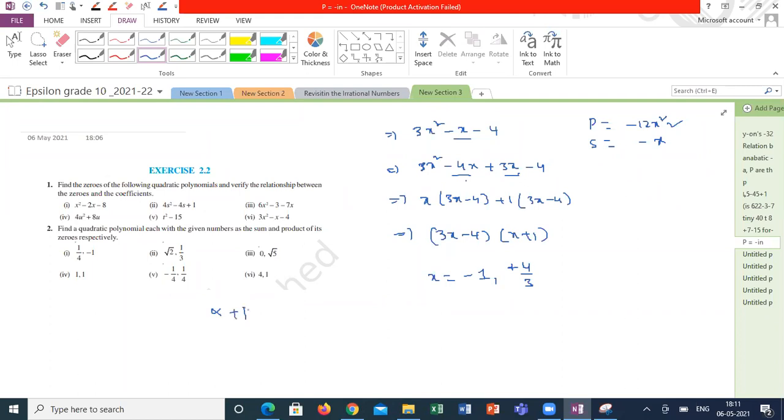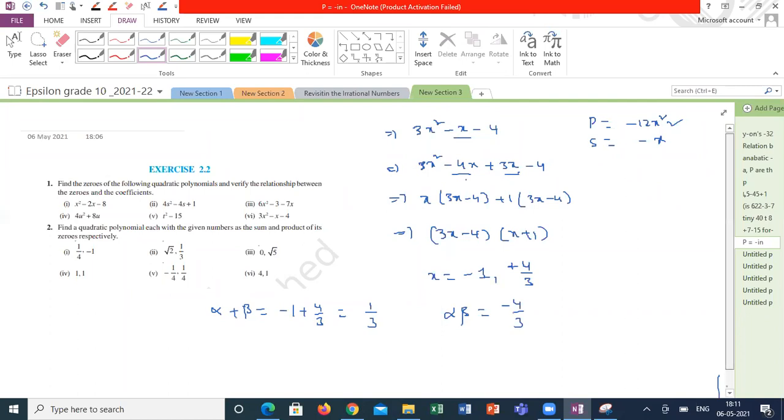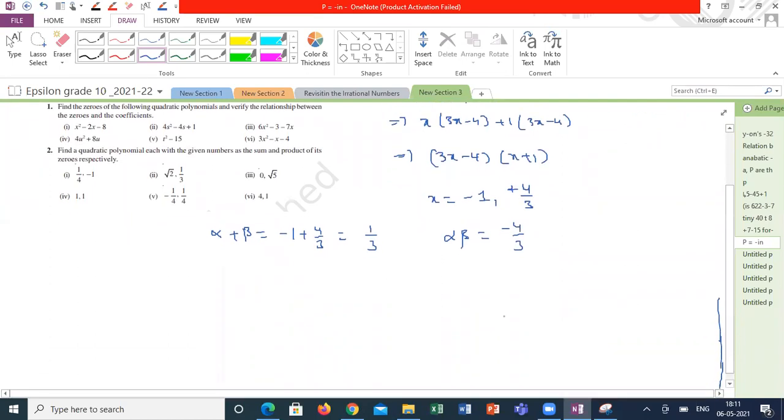So alpha plus beta, sum of the zeros, is minus 1 plus 4 by 3. So this will be 1 by 3. Alpha into beta, minus 1 into 4 by 3, is minus 4 by 3. Now using the relation, we'll see what values we are getting. 3x square minus x minus 4, a is equal to 3, b is equal to minus 1, c is equal to minus 4.